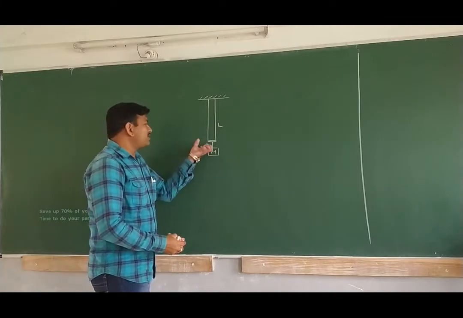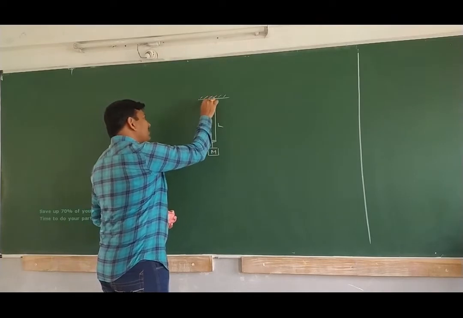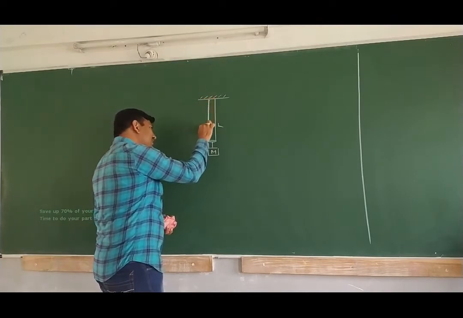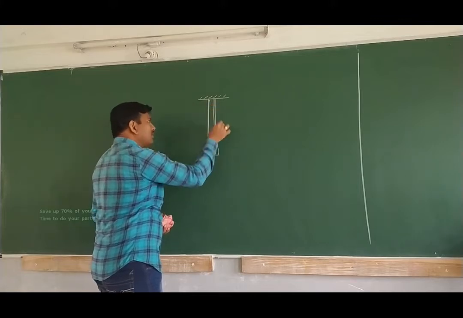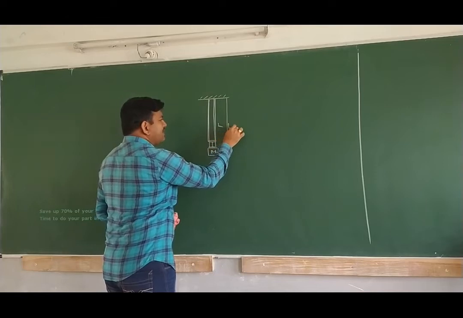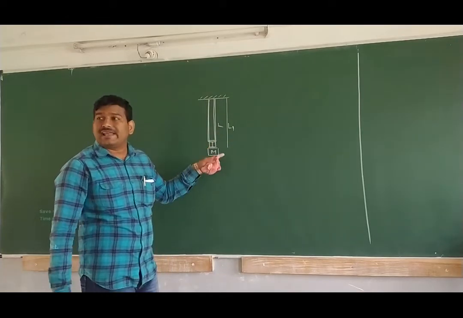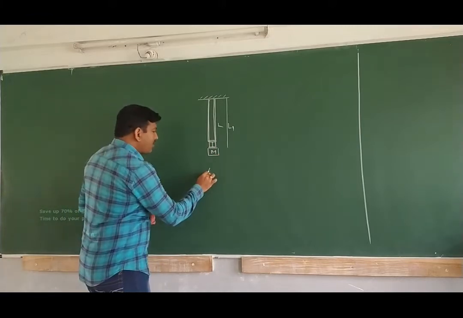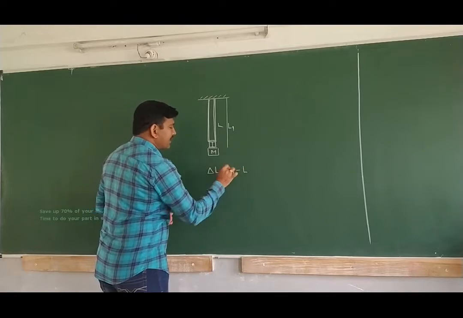Due to that weight, the wire is going to extend. The final length of this wire is given. Let us consider this is the final length of the wire, given as L1. So initial length is known, final length is known. What is the change in length or elongation? Elongation delta L is equal to final length L1 minus initial length L.